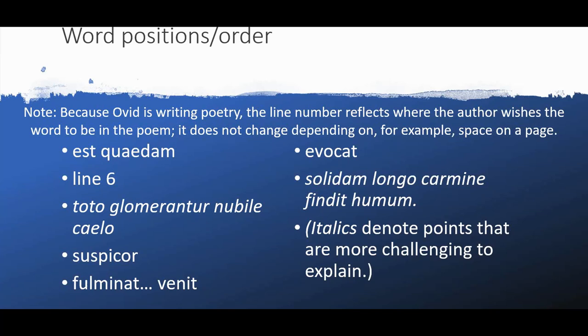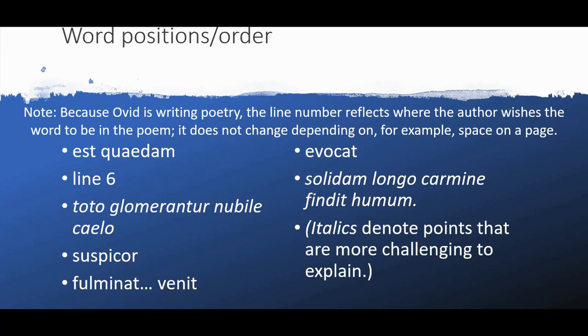So quaedam, for example, is the first word of the poem, in the beginning of line 1. So that makes it quite significant. And when you say there is a certain someone, it almost implies that they're special, I guess, or that they deserve attention. So that's why Ovid might put it there.